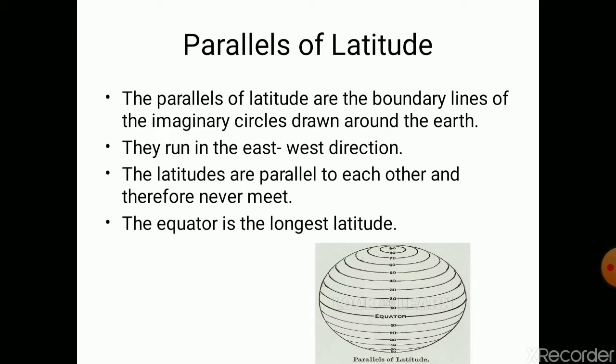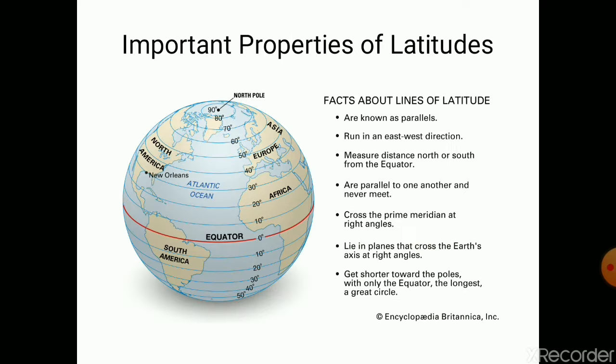So equator is the longest parallel as the other parallels lie to the north and south of the equator and become shorter as we move away from the equator. All the parallels are full circles except the North Pole and South Pole as they just look like dots. Here are some of the important properties of latitudes in this diagram which we have discussed just now.